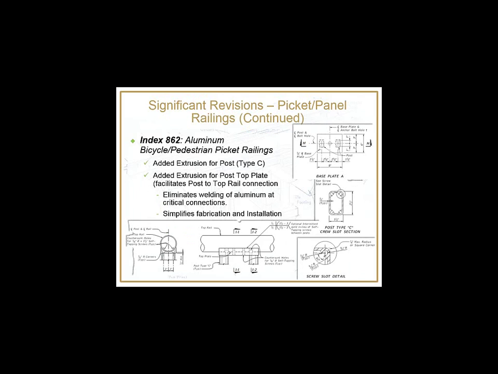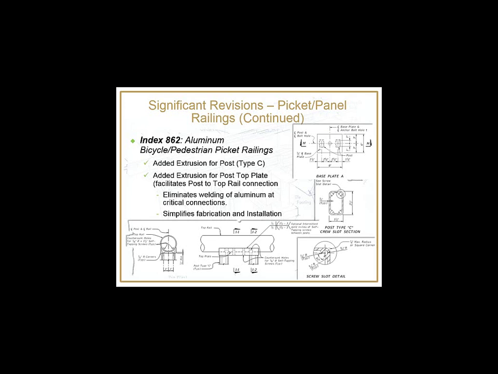On Index 862, as well as those two previous changes, we also added a special extrusion post, which we're designating Type C. This is really an option for the fabricator. It eliminates the need for welding to the base plate. There's also an option to provide an additional top plate, which eliminates the need for welding to the upper rail.